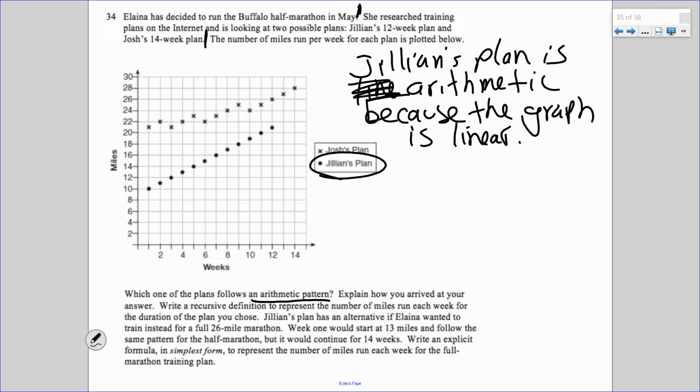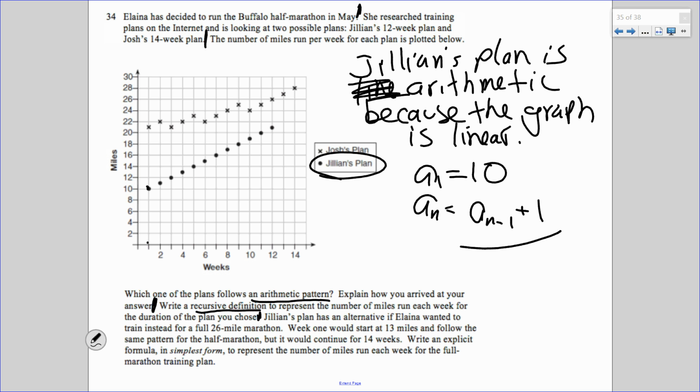Then it says to write a recursive definition to represent the number of miles run each week during the plan. So, recursive, A1 equals, AN equals AN minus 1. After the first week, she is at 10, so A1 is 10, and each week she is going up by 1 mile, so I put 1. Writing a recursive definition or recursive formula should be simple.